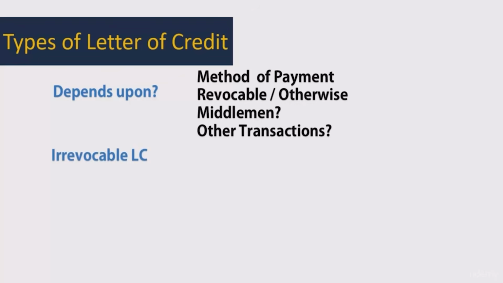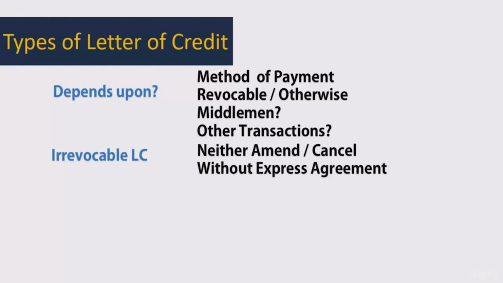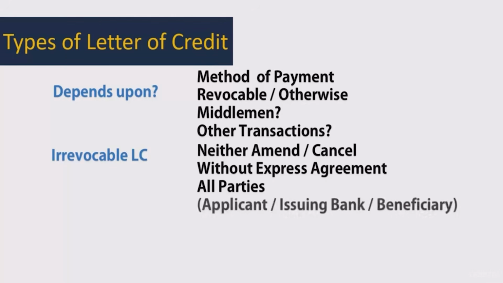It does not mean we are going to have a revocable LC. That concept was removed way back in 2007. It means now all LCs that are opened are irrevocable in nature. It means you can neither amend nor cancel the LC without the express agreement of all parties to the LC. So that's what we mean by irrevocable LC. It means when we say all parties, the applicant, issuing bank, beneficiary, all three minimum should agree.